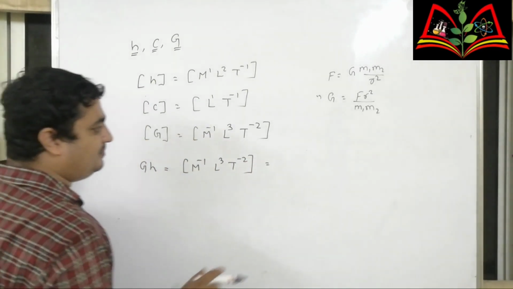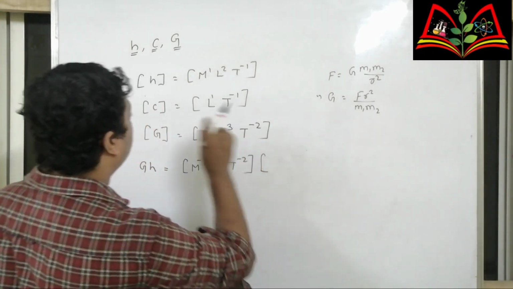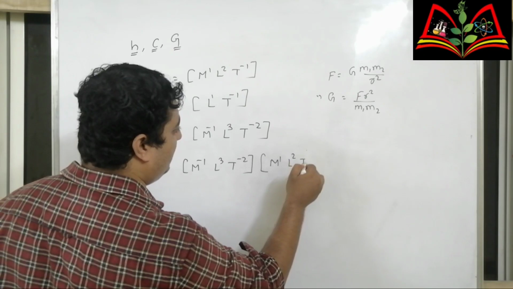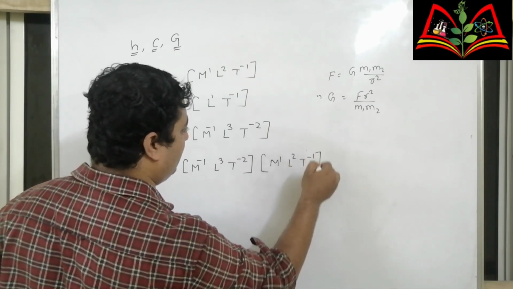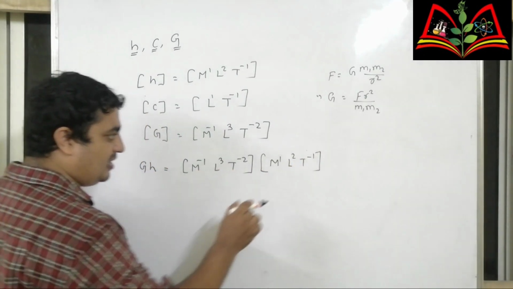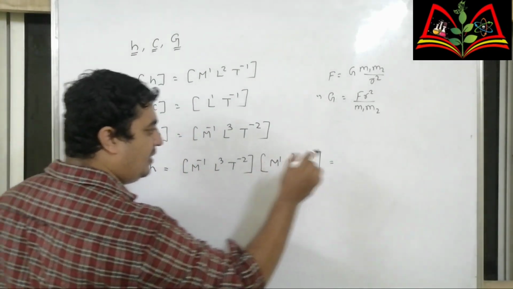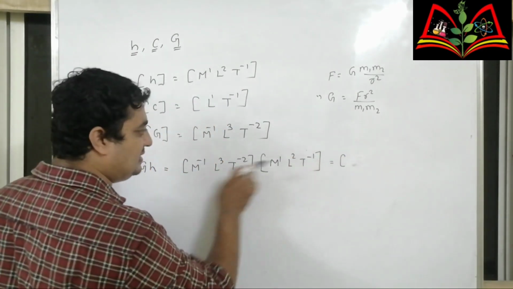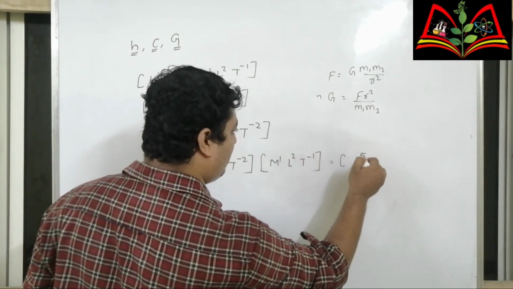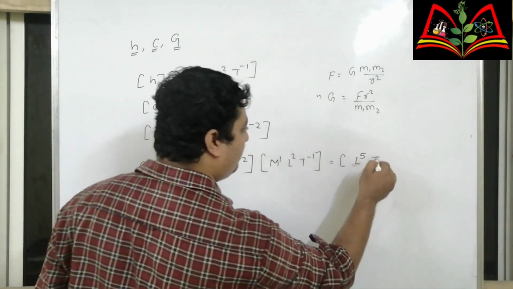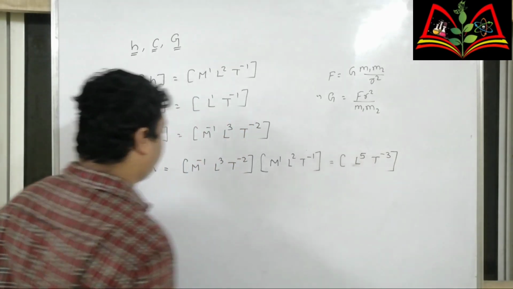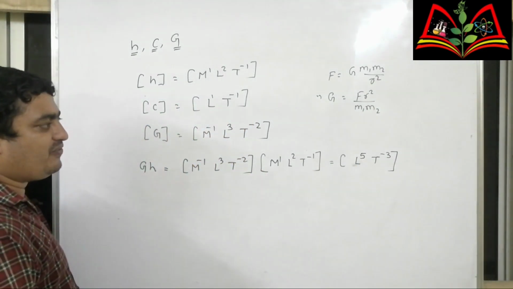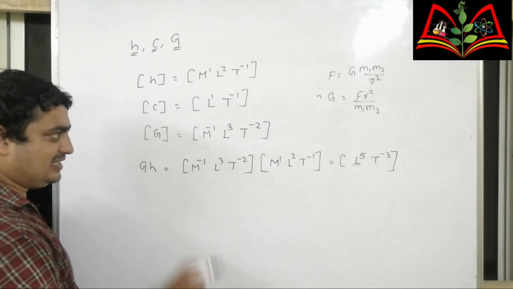What will be your answer? Into m to the power 1, L to the power 2, t to the power minus 1. It becomes m to the power 0, so no need to mention this, L to the power 5, t to the power minus 3. So, G into H has the dimension L to the power 5, t to the power minus 3.